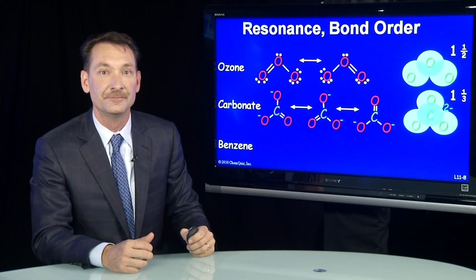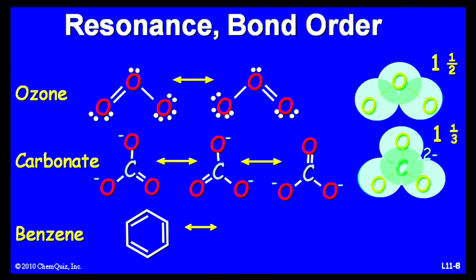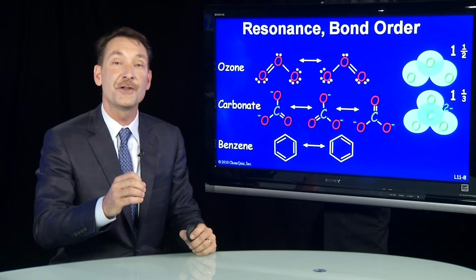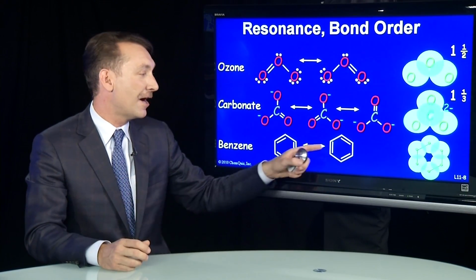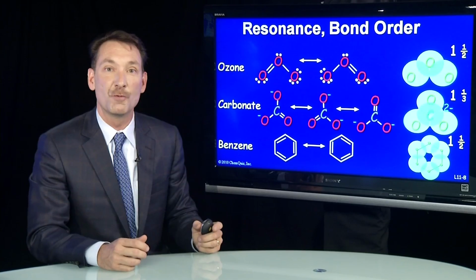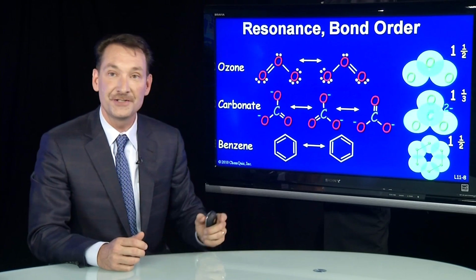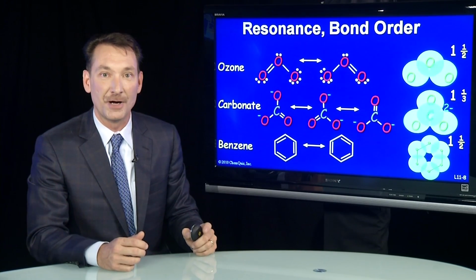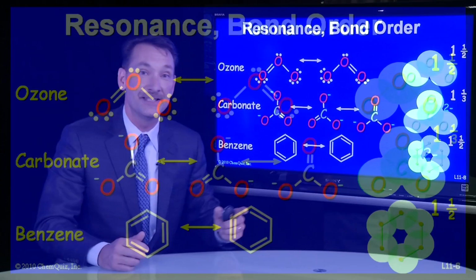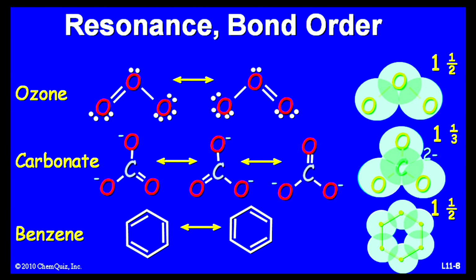Same thing in benzene. Benzene is a molecule where you can draw the double bonds in one position or another position, but you can do the bond order calculation and find out, again, this one looks like it's going to be 1.5. Equal numbers of double and single bonds. And indeed, benzene, the bond order is 1.5.